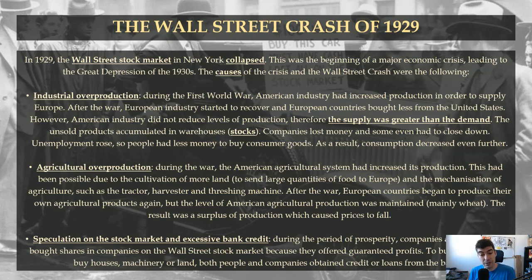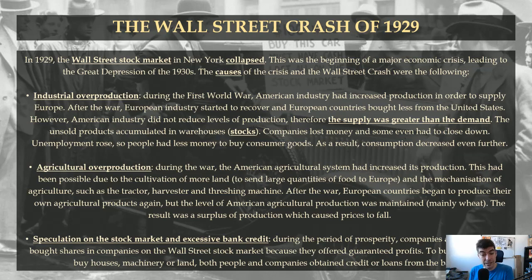Also, the agricultural overproduction, which is a similar process to the one that happened in the industry. And again, after the war, the European countries started a recovery in their agricultural production, so there was a surplus in the production of the American agriculture. So again, the prices started to go down.